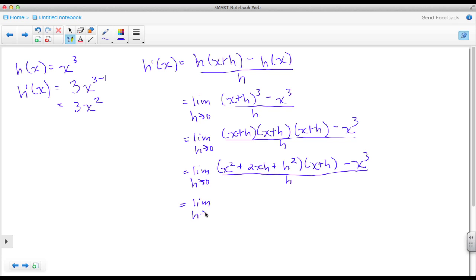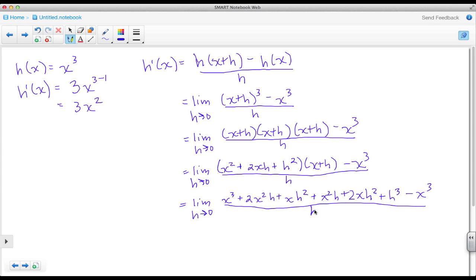Again, the limit as h approaches 0. Now I'm going to distribute this x to each term. So this here becomes x to the third plus 2x squared h plus x h squared. Now I have to distribute an h to each term. So that's going to be plus x squared h plus 2x h squared plus h to the third minus x cubed. And again, all this here is divided by h.